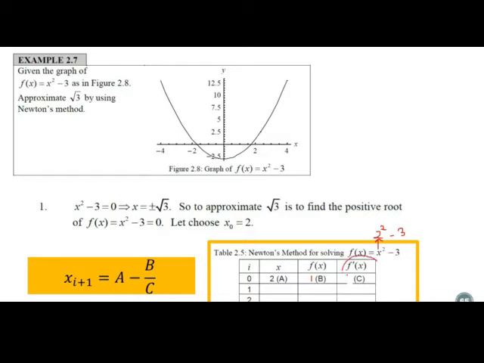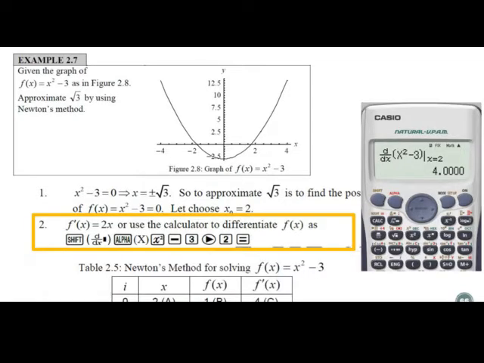Now we would like to find our f prime(x). What you need to do is to find the f prime of this equation. You can either do it manually, or you can use the calculator to differentiate your f(x). Try to use your calculator, insert this formula, and you will get something like this. Press equal, and it will show you 4. So you find your f prime value is 4.